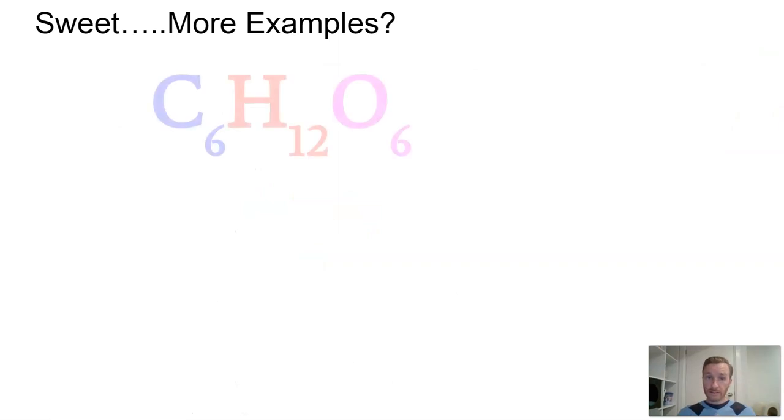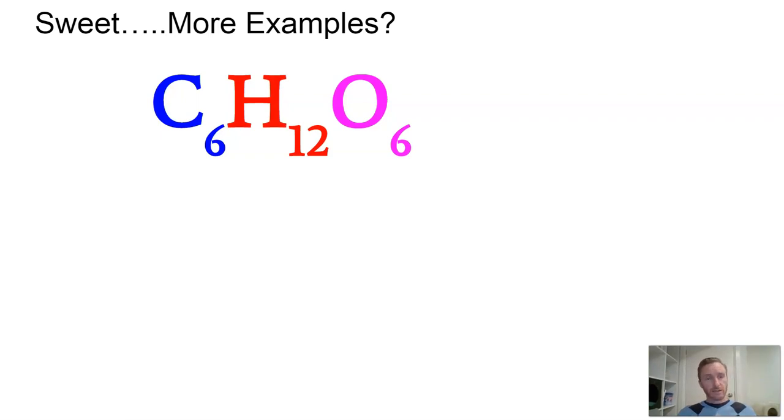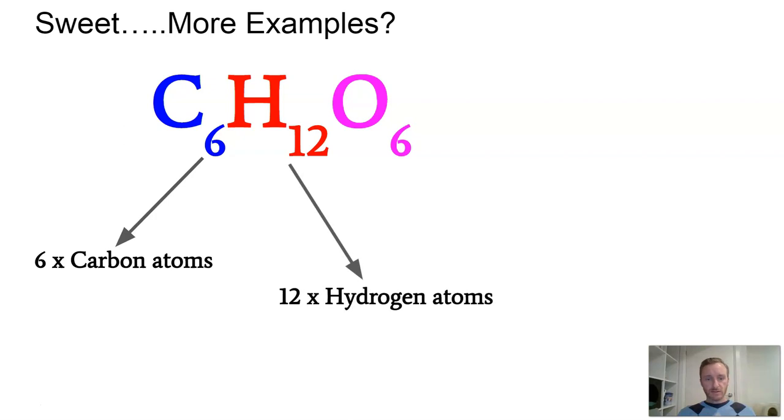More examples? Well, how about something really sweet like sugar? So it looks like it's complicated here, C6H12O6, but we can break that down. So it has 6 carbon atoms, 12 hydrogen atoms, and 6 oxygen atoms. Oh, Dios mío. It has a lot. It is quite a complicated molecule, but it brings so much joy to our lives if handled in moderation.